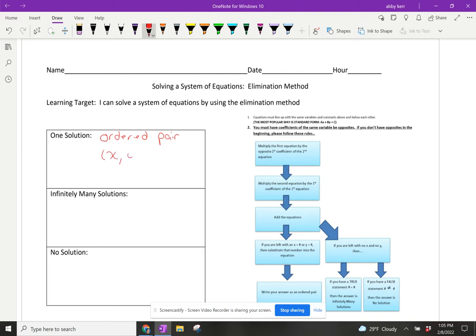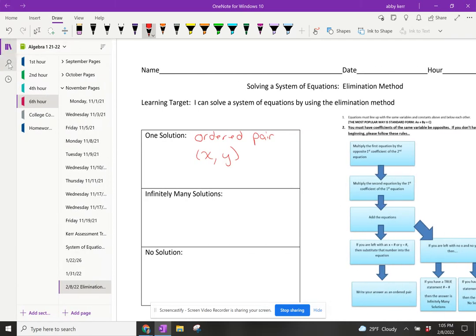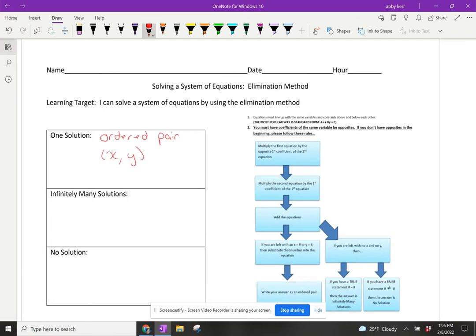In all the other methods, graphing and substitution, with one solution, the answer is an ordered pair. So you're left with an x and a y, and then you put it in the parentheses. Now, with infinitely many solutions, the variables wipe out, so we are no longer left with variables, and you get a true statement.